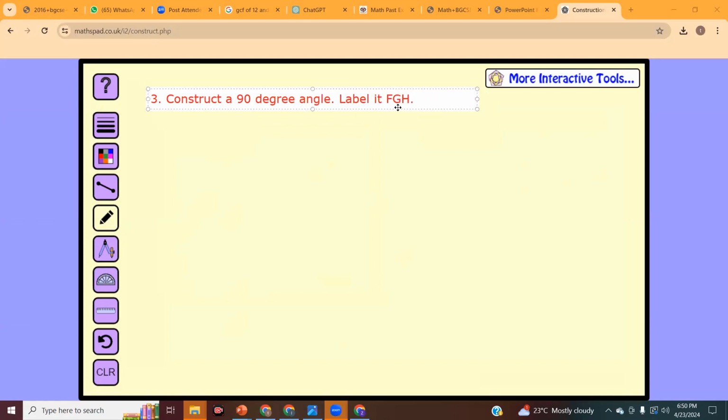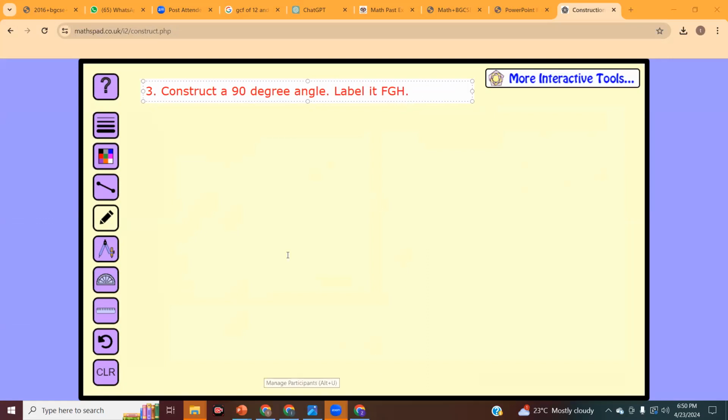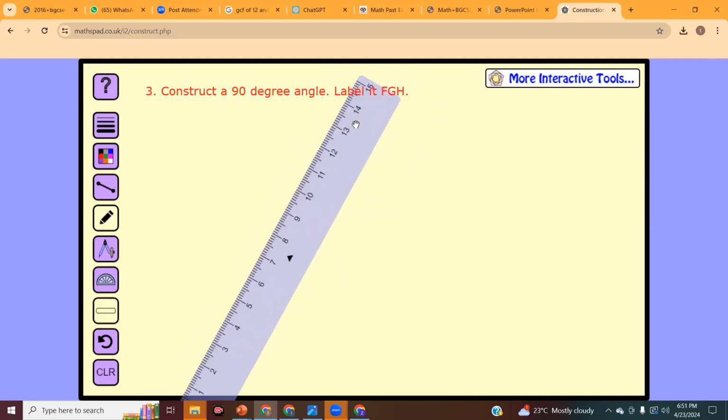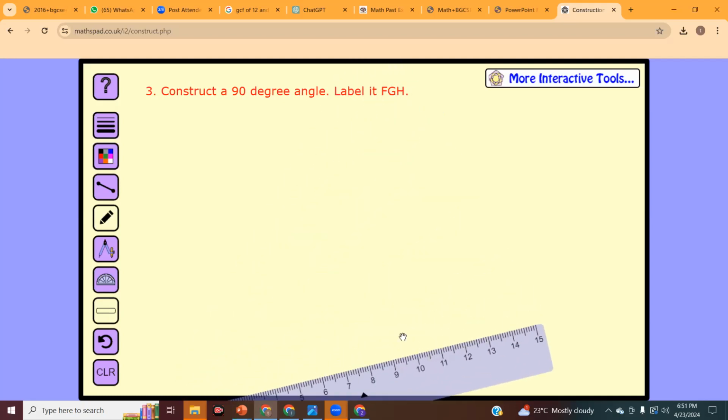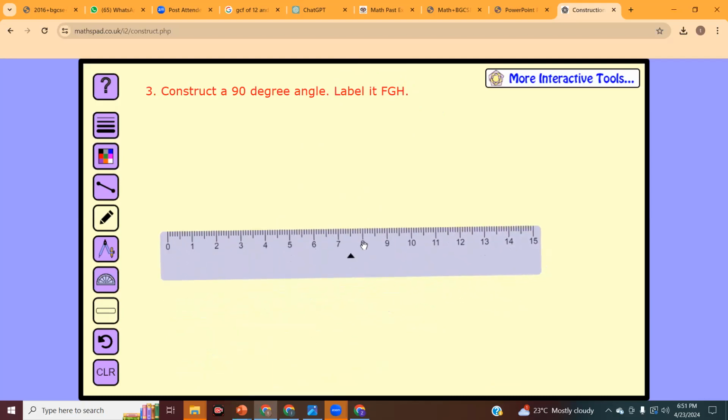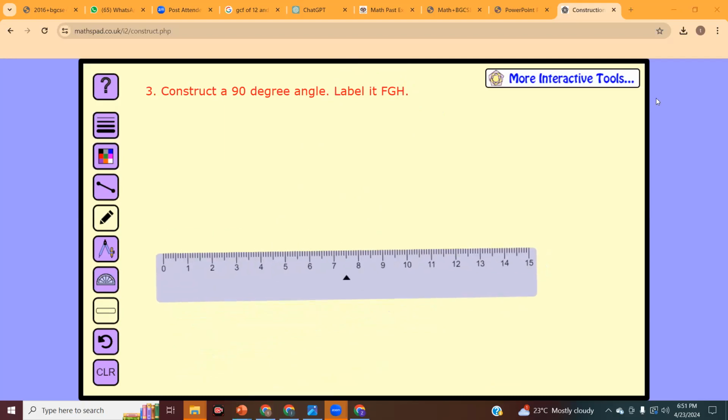So this one says construct a 90-degree angle, label it FGH. What's the first thing we're going to do? First, you have to draw a ray, the line. Draw a ray, very good. The interesting thing about constructing a 90-degree angle is that it's very similar to constructing which one? A 60-degree angle. The 60-degree angle, very good.